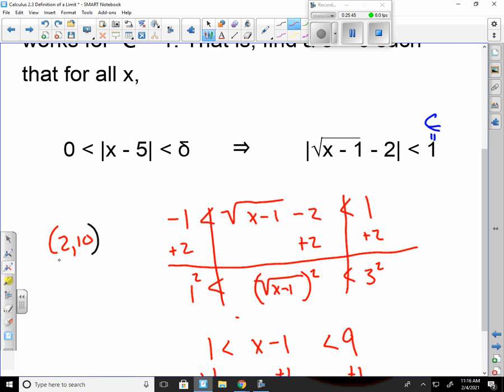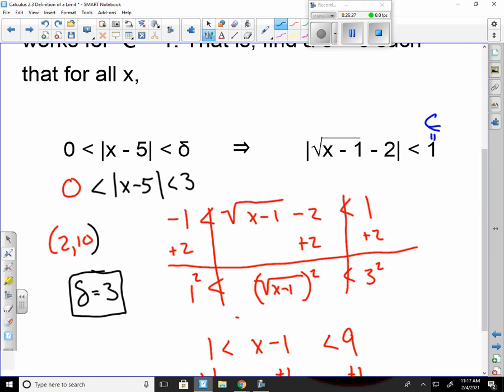Two is closer. How would I get to 2 from 5? I would have to go down how many? 3. That tells me that my delta is 3. Because 2 is 3 units away from 5. So when I rewrite this inequality now, it's going to be 0 is less than absolute value of x minus 5 less than 3, because delta equals 3. Make sense?